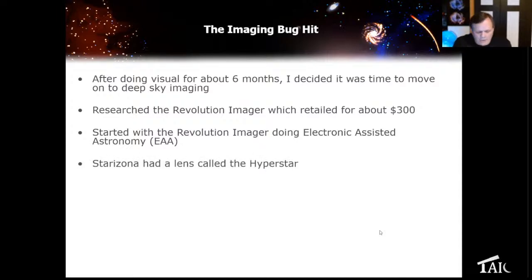And then I also found out that Starzona down in Tucson had a lens called a Hyperstar. I was very interested in that because the mount I had was an alt-azimuth mount, and I knew that I could take short exposures at f/1.9.